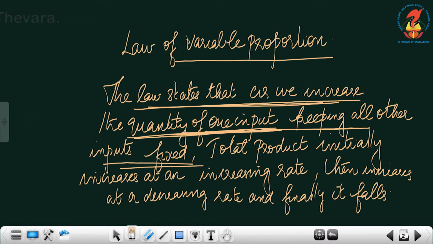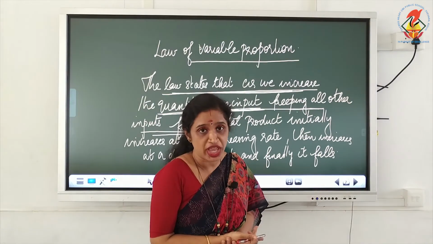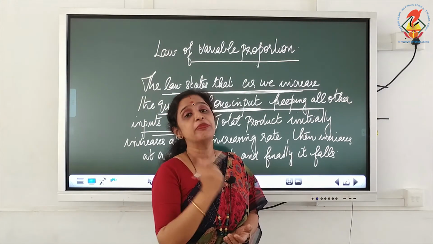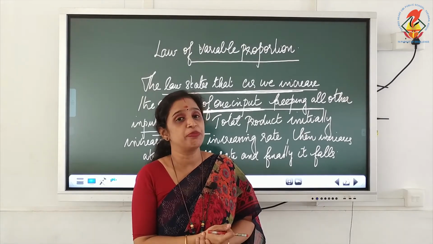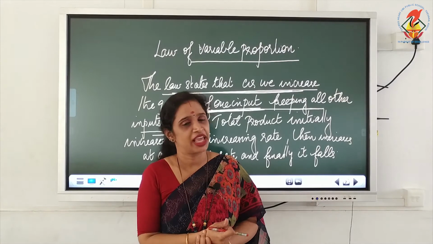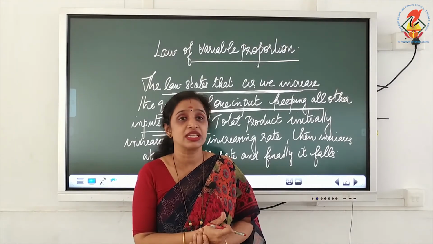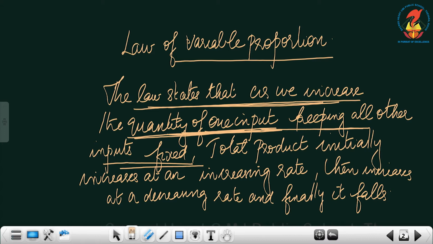So here the input which we are planning to change is the variable input, which is the variable input discussed in the relationship between TP and MP. The variable input is labor, and the fixed factor we have discussed is land. So there are two factors of production which we have discussed in the relation between TP and MP: one is labor and one is land. These are two inputs required for the production process. In that, labor is a variable factor and land or machine is a fixed factor.